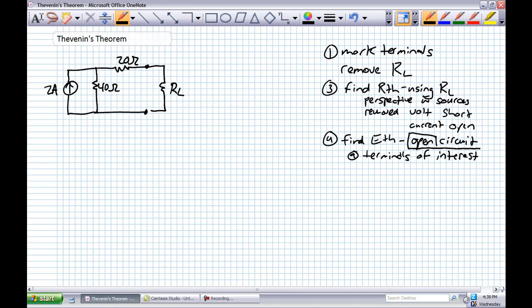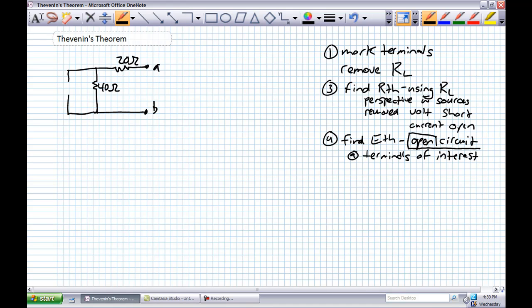Let's do the Thevenins. Mark terminals. Bang, they're already marked. Remove RL. That's easy. A, B. Calculate RTH. Oh, we've got a source in there. How do we remove it? Do we put a short in there? No, it's a current source. We put an open in there.